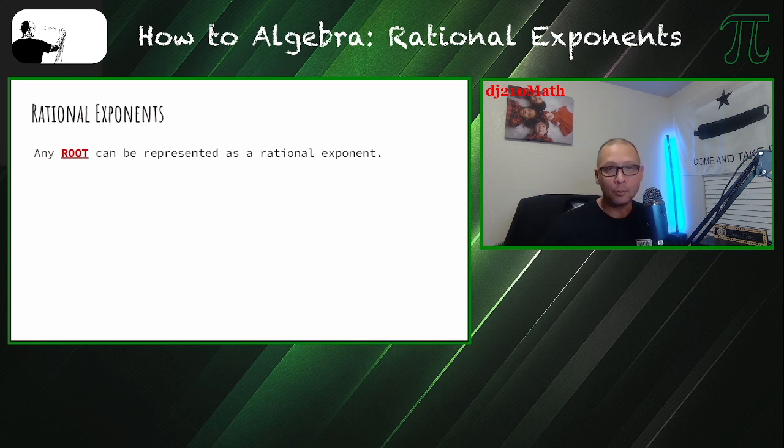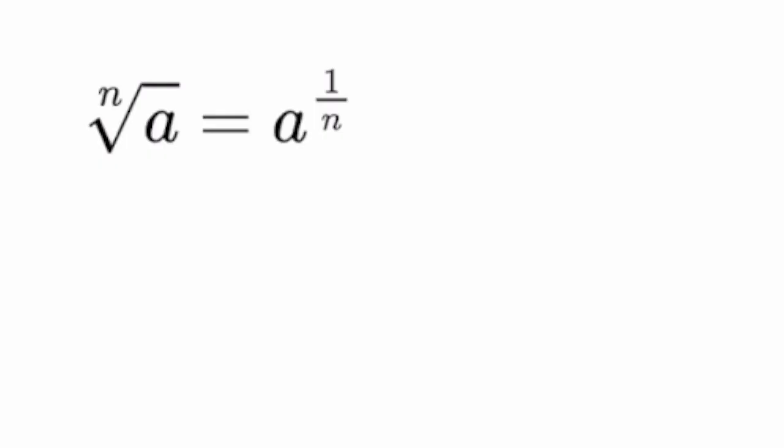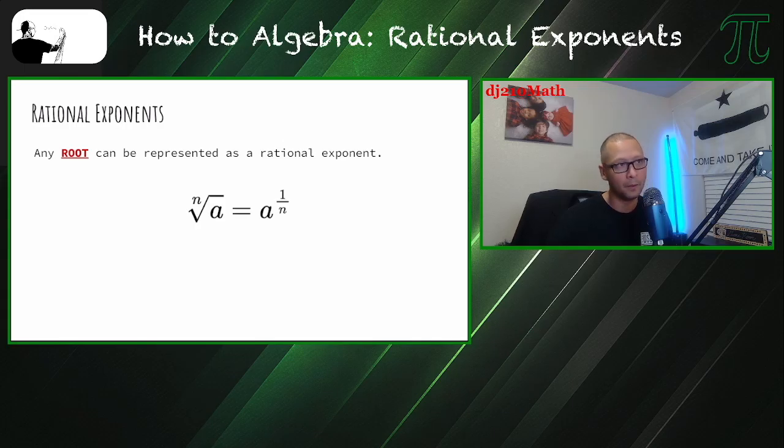today, any root can be represented as a rational exponent, meaning an exponent that's a fraction. Because that's what a ratio is, a fraction. So a rational exponent is basically an exponent that's a fraction. So here we have the nth root of a, meaning n could be any number, and we can represent this root as a rational exponent, meaning base a to 1 over n. 1 over n would be the power.